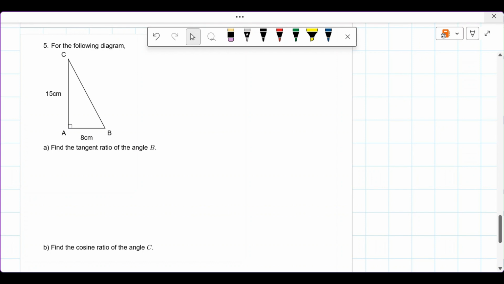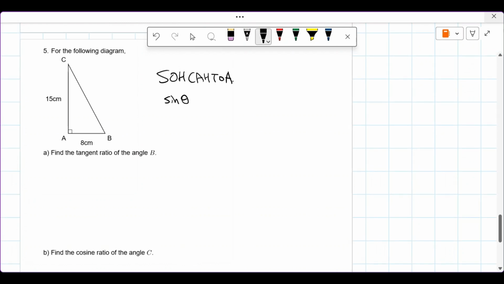Question 5. For the following diagram, find the tangent ratio of the angle B and the cosine ratio of the angle C. So first of all, to find the tangent ratio, we need to find the opposite and the adjacent. Using the SOHCAHTOA mnemonic, it means that sine theta is equal to opposite over hypotenuse, cosine theta is adjacent over hypotenuse, and tangent theta is equal to opposite over adjacent.